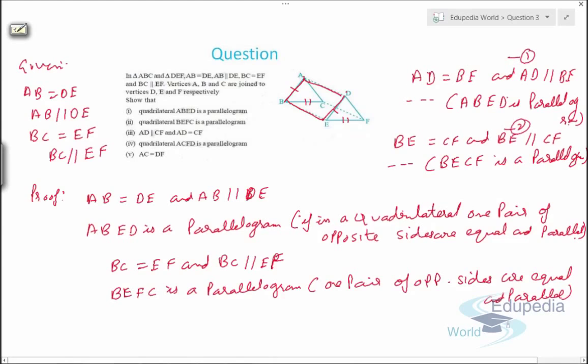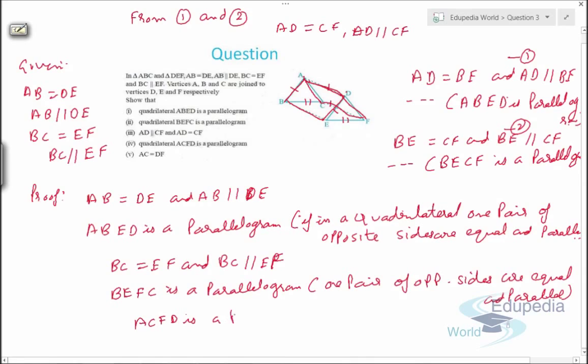So from 1 and 2, we can say that AD equals CF and AD is parallel to CF. So this is how we can prove. Again, if you see properly, this one is also a parallelogram. Why? Because AD equals CF and AD is also parallel to CF. So we can say that again ACFD is a parallelogram.